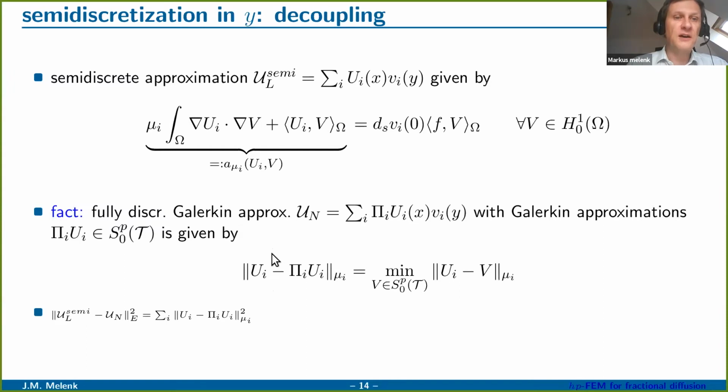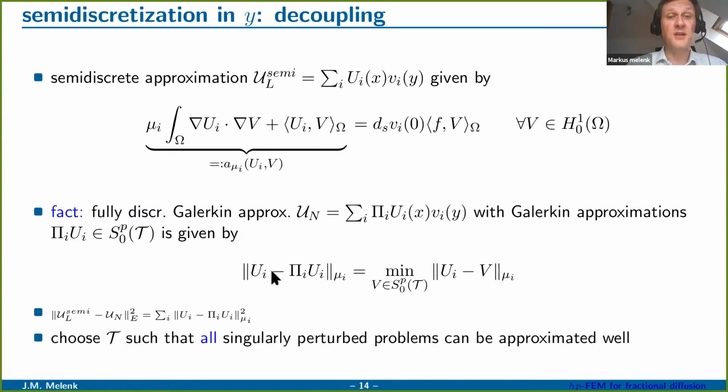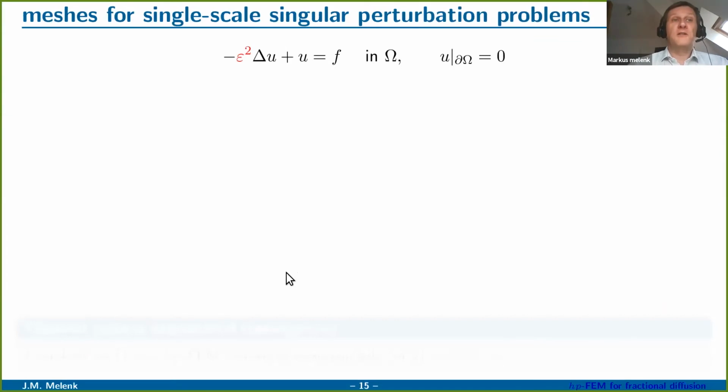And remember that the u_i's are solutions of elliptic problems of singular perturbation type. So ultimately, we have to design the mesh such that we can approximate a bunch of singularly perturbed problems well. And the range of the singular perturbation parameter is fairly extreme. So it can be 10 to the minus 15 up to size 1. Okay, so we've reduced things to understanding solutions of singular perturbation problems. I've done that in my life.